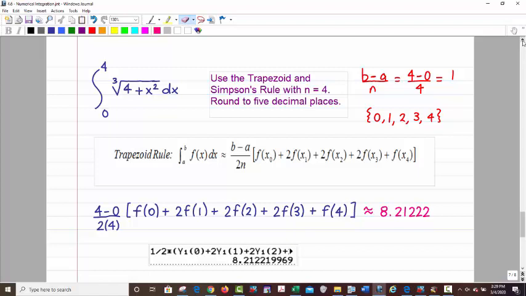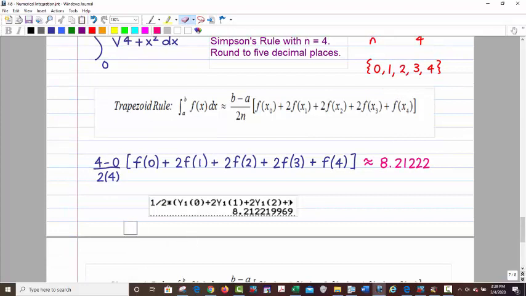All right, so let's see what we have here. This is from 0 to 4, the cube root of 4 plus x squared dx. So now we have b minus a over n, so it's 4 minus 0 over 4 equals 1. So then our values of x are just going to be 0, 1, 2, 3, 4. They just happen to be integers for this one. So the Simpson's rule is 4 minus 0 over 2 times 4. That's going to be 4 over 8, which is 1/2. And you can see the progression: f of 0, 4f of 1, 2f of 2, 4f of 3, and then f of 4.